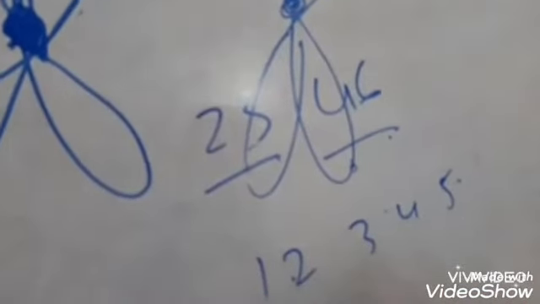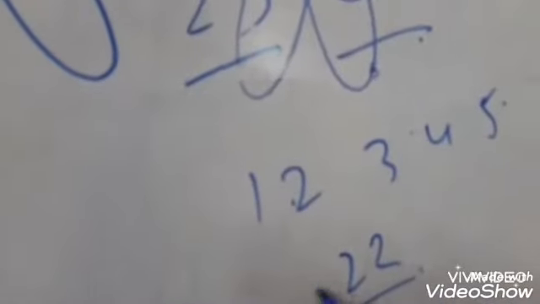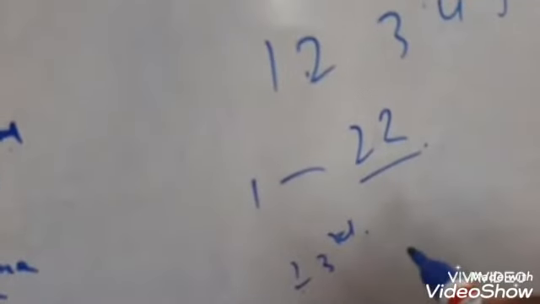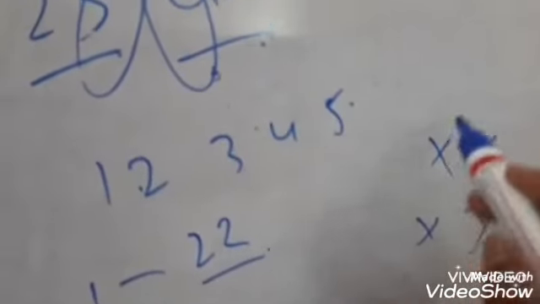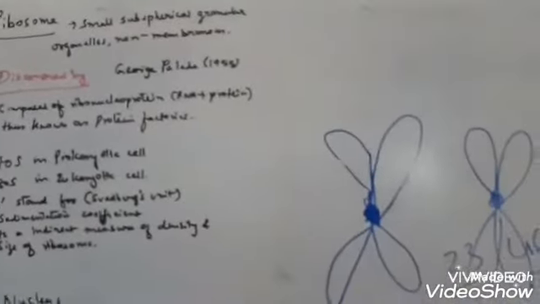Now the first 22 pairs are called autosomes. 1 to 22 pairs are called autosomes. Okay, and the 23rd pair is the sex chromosome. Now the sex chromosome in female is XX and in male it is XY, which is a different topic to study in some other chapter or in another class. So I hope you understood about the topics.